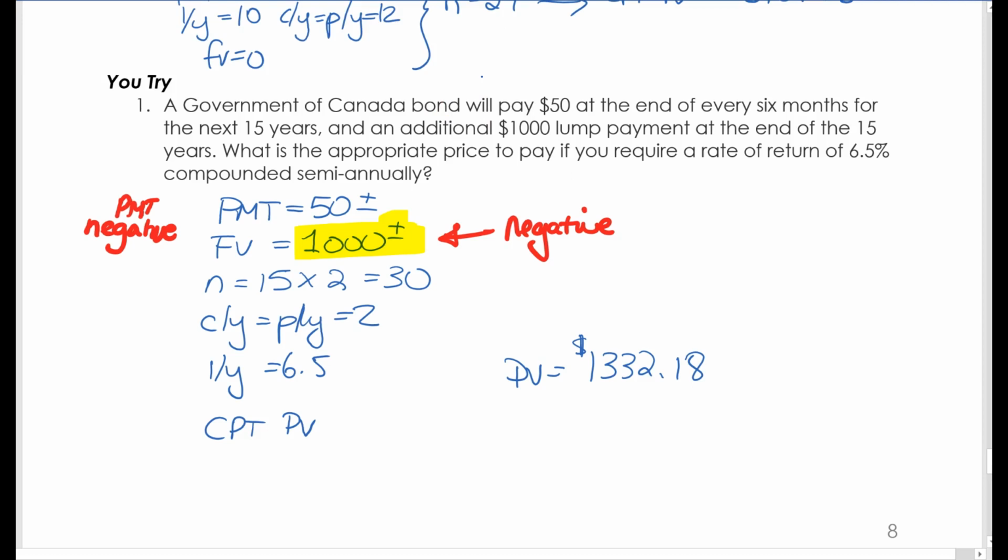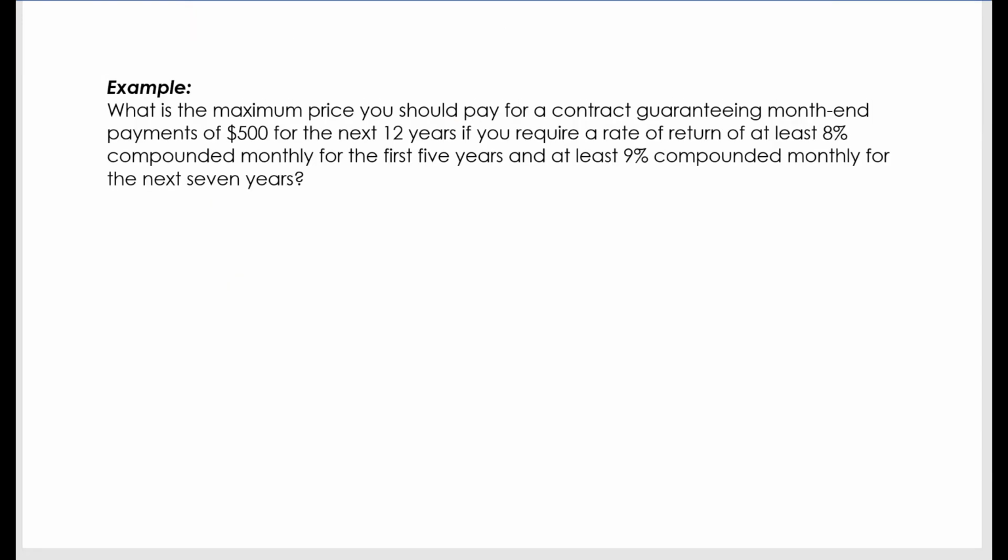Okay, so try the next, actually, no, we'll do the next one together. What is the maximum price you should pay for a contract guaranteeing month-end payments of $500 for the next 12 years if you require a rate of return that's at least 8% compounded monthly for the first 5 years and at least 9% compounded monthly for the next 7 years?